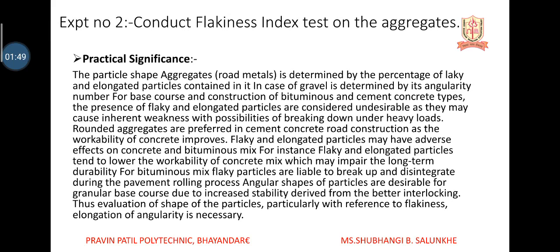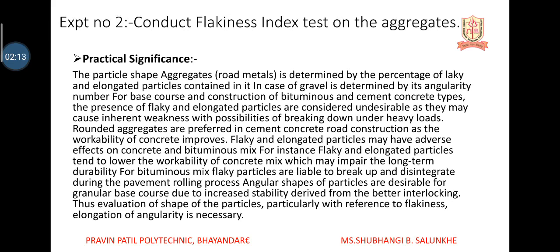Round aggregates are preferable in cement concrete road construction as the workability of the concrete increases. Because of this round aggregate, the workability of the cement concrete road will be increased, and that's why we prefer a round aggregate. The flaky and the elongated particles may have an adverse effect on a concrete and bitumen mix.